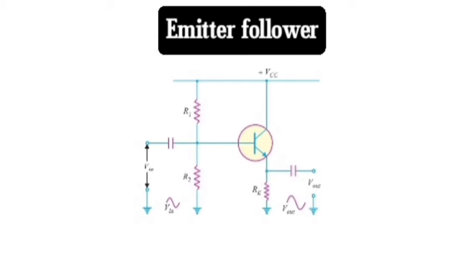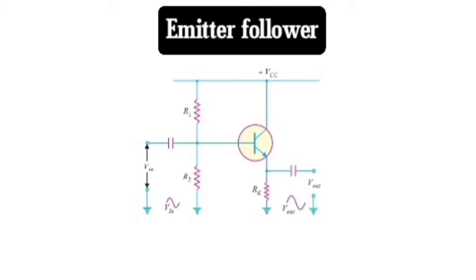In emitter follower, the input resistance is very high and the output resistance is very low. That is why this is used as an impedance matching amplifier, and it is also used in many power amplifiers, that means at the last stage, because as the input impedance is very high and the output impedance is very low, it can match more amount of signal to the load. That is why this is used at the final stage of any amplifier.